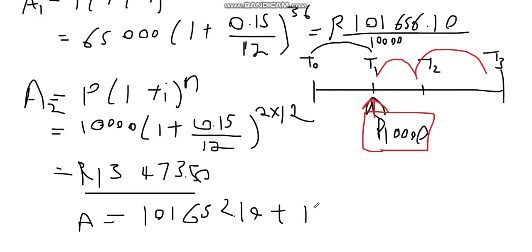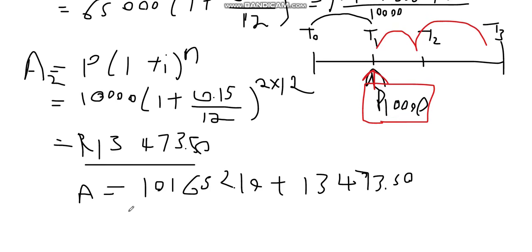That will be the amount that we got before, 101,656.10, plus 13,473.50. So we add this together, and then we get our total amount there. All right, and then quickly let's do the following question.